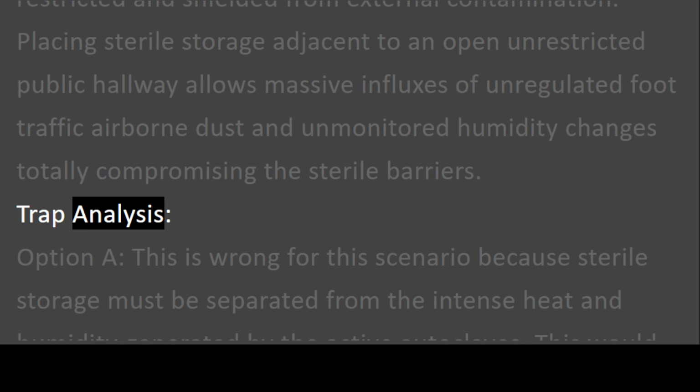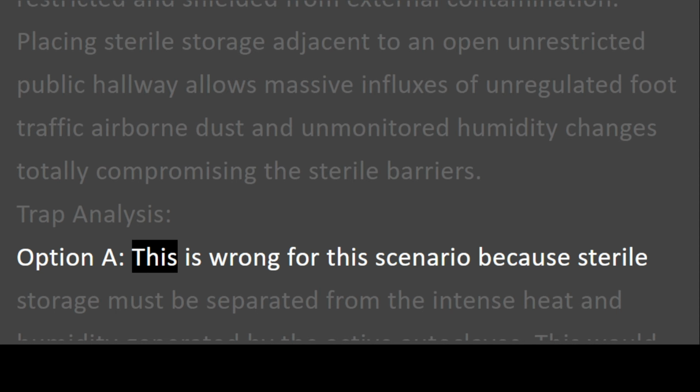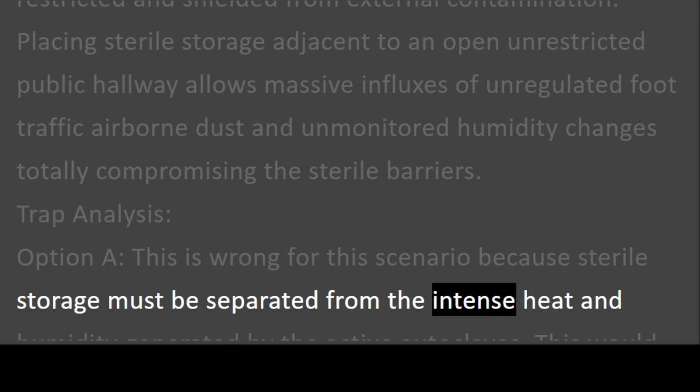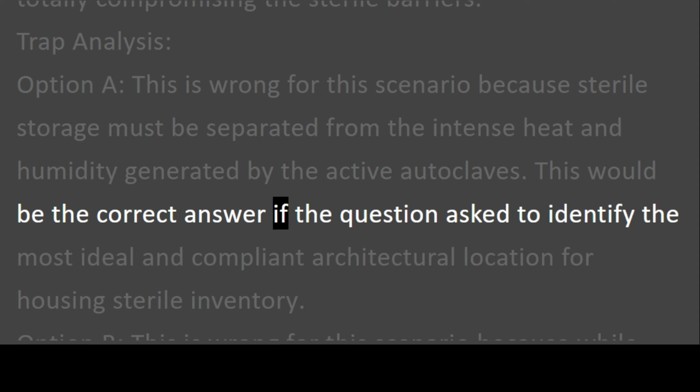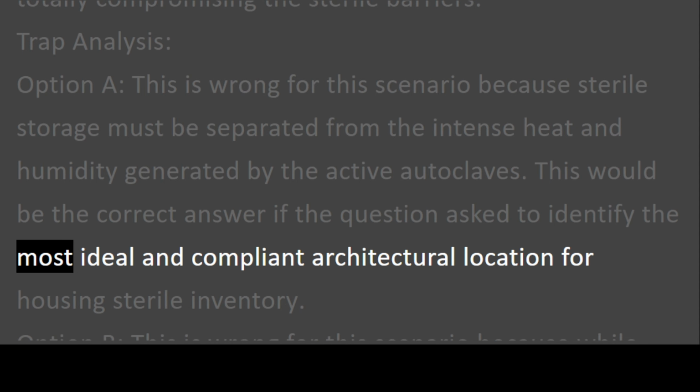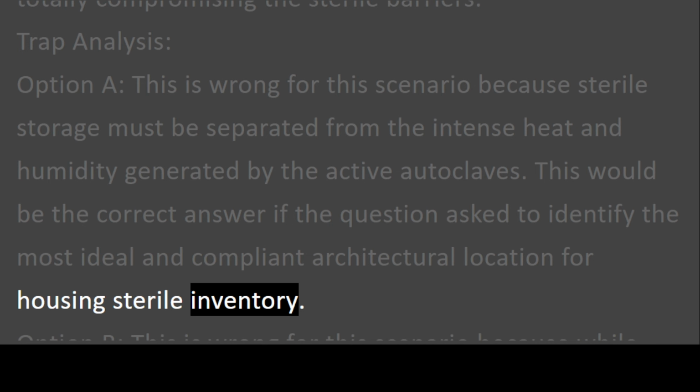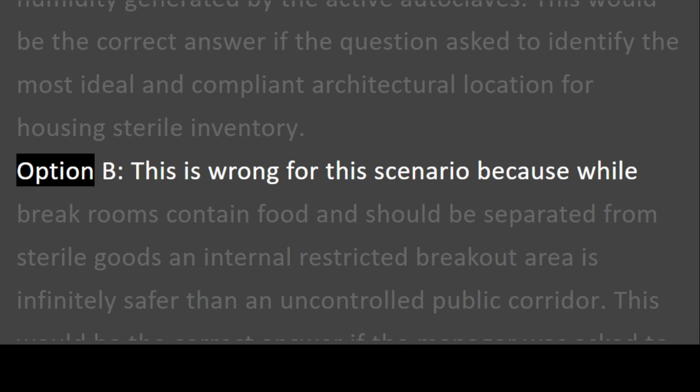Trap analysis. Option A. This is wrong for this scenario because sterile storage must be separated from the intense heat and humidity generated by the active autoclaves. This would be the correct answer if the question asked to identify the most ideal and compliant architectural location for housing sterile inventory. Option B.